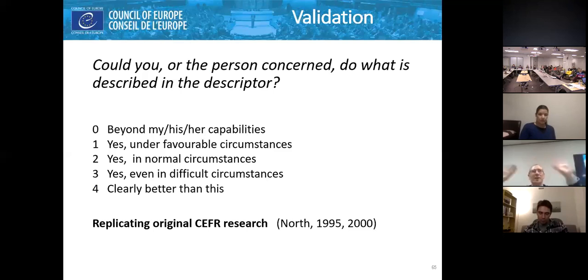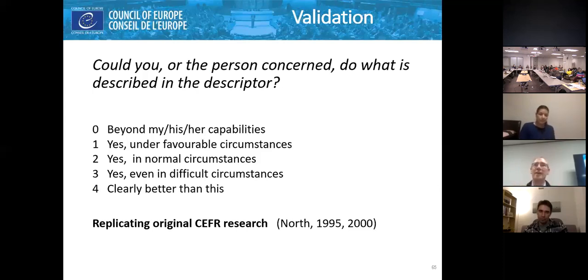0 is clearly no chance, beyond my capacities. 1 is, yeah, under favorable circumstances, with that being defined. You know, they say it 3 times, I can read it 4 times, the person is nice, they help me. 3 is under normal circumstances, even in difficult circumstances, it's stressful, I can only hear it once, it's a noisy tape, etc. And then 4 is, don't insult me, much better than this. So this is using the descriptor for assessment.